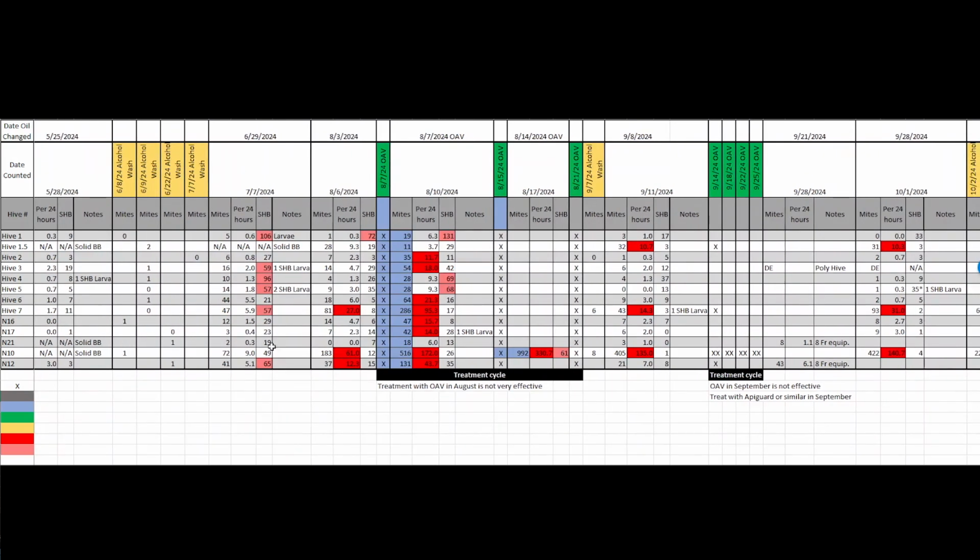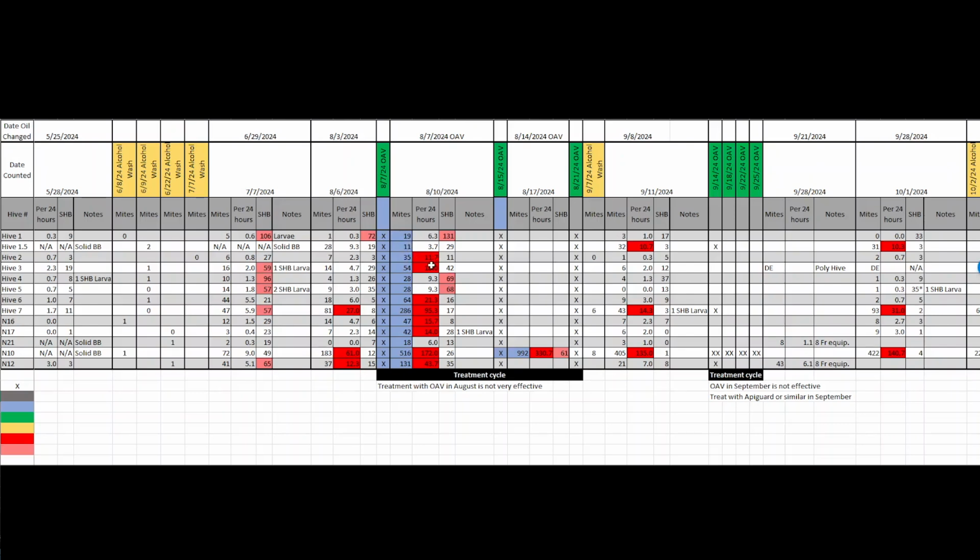Let's go back just a little further there. There we go. And then a 12, which the previous month was 5, and that was equating to about a 1 on an alcohol wash. I did an oxalic acid vaporization the next day, and I went ahead and changed the oil that day and then checked 3 days later, and these were the numbers. Again, these were affected by the OAV drop, so these are going to be a little bit higher.